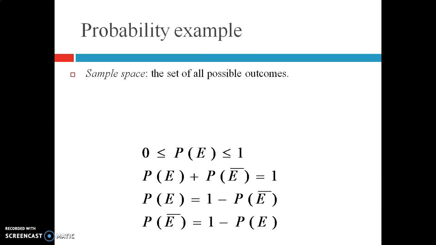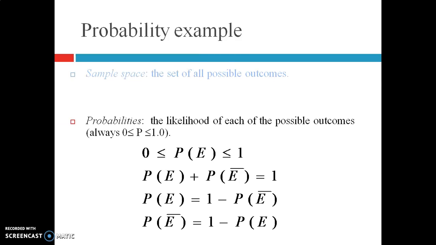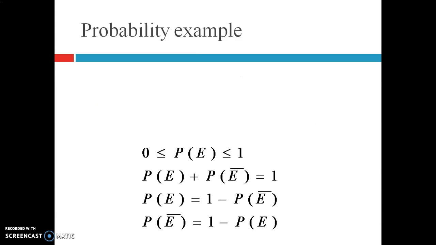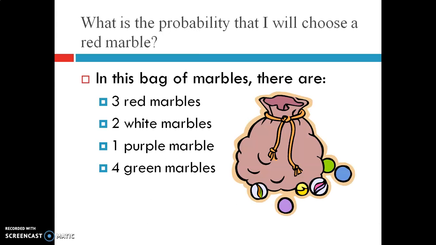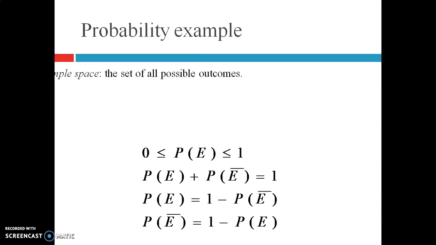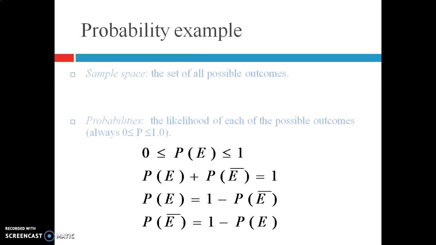In that case, the sample space is the set of all possible outcomes, and probability is nothing but the likelihood of each of the possible outcomes. Always probability is greater than or equal to 0 and less than or equal to 1.0. So here the event is nothing but the probability that I will choose a red marble among all the marbles. So the probability of an event is greater than or equal to 0 and less than or equal to 1.